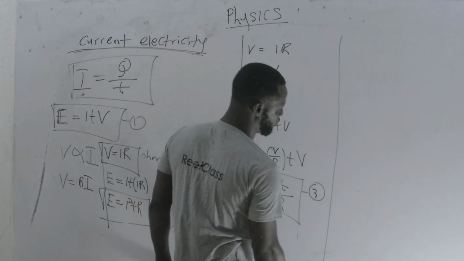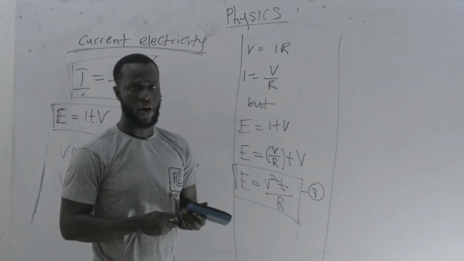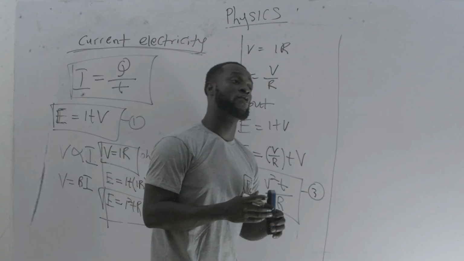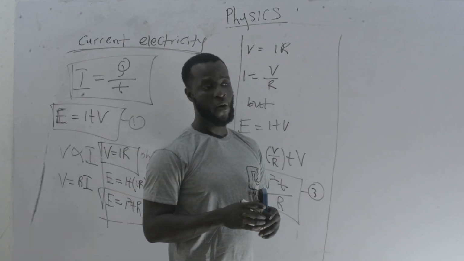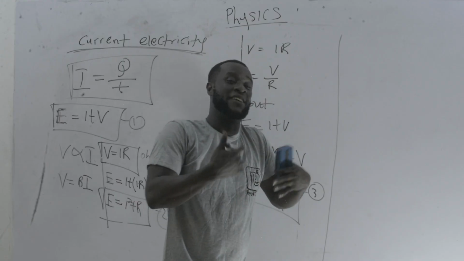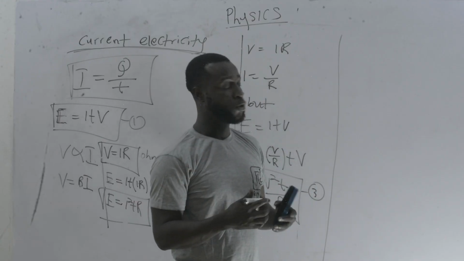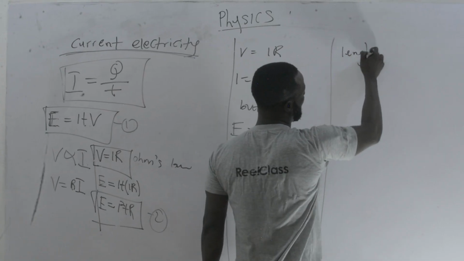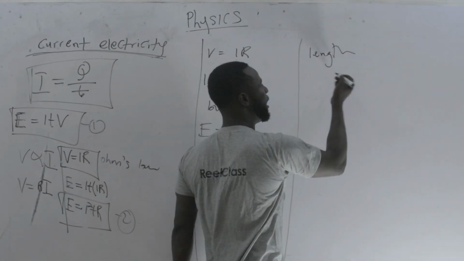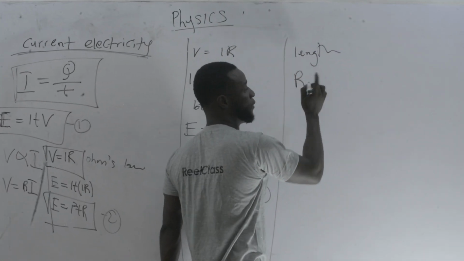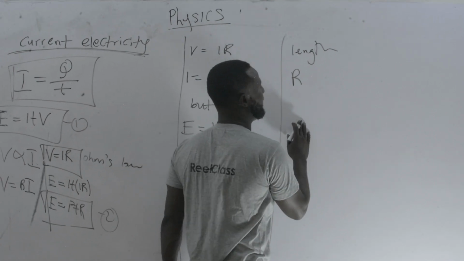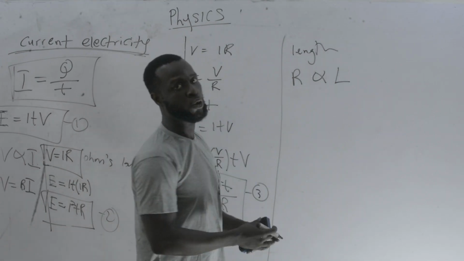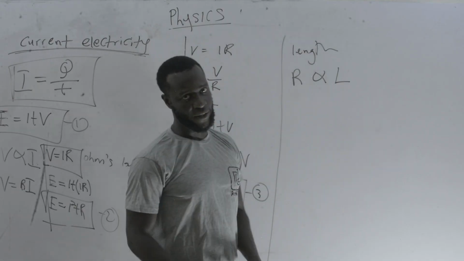What are those factors that affect the resistance of a metallic conductor? The factors that affect the resistance of a resistance wire include the following. Number 1, we have length. How does length affect resistance? I can say that the resistance of a resistance wire or a metallic conductor is directly proportional to the length, which means the longer the wire, the more the resistance.